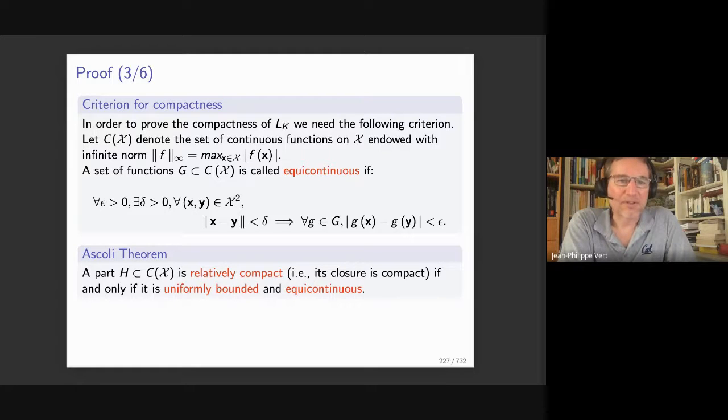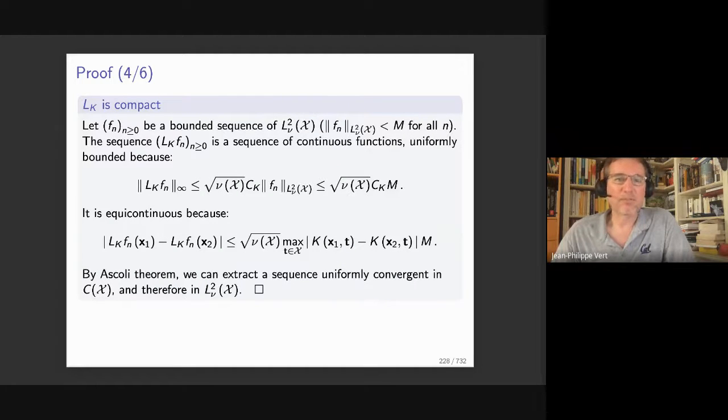But it's a criterion that tells us that for a set of continuous functions to be relatively compact, in the sense that the closure of the set of functions is compact, this set of functions should be uniformly bounded and equicontinuous, where equicontinuity is written in this slide here. So maybe I'll let you study the slide by yourself. But basically here, this is what we use in order to show the compactness of Lk.